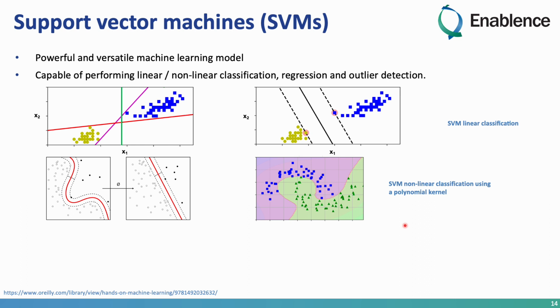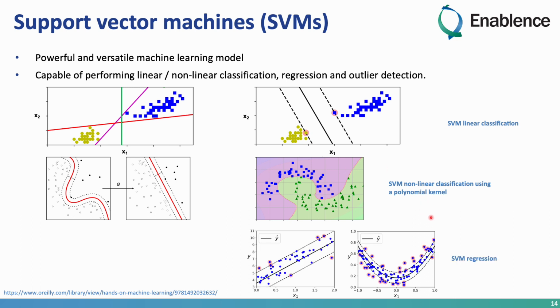The inputs are implicitly mapped from the original finite dimensional space into a much higher dimensional space, where the separation between different classes becomes easier. So this is an example of nonlinear classification using a polynomial kernel using SVM.